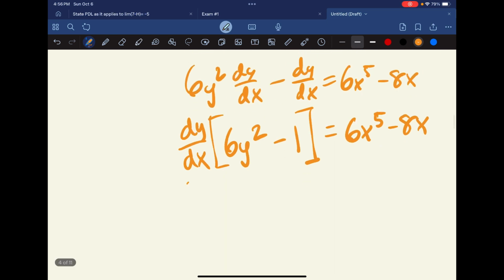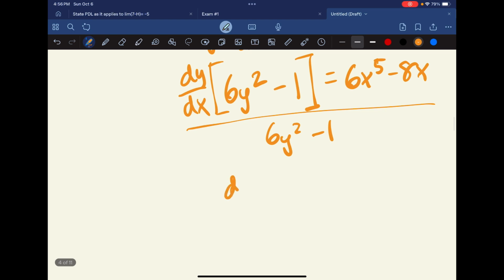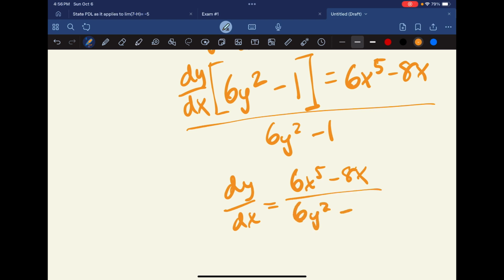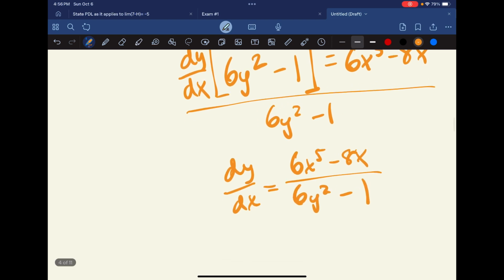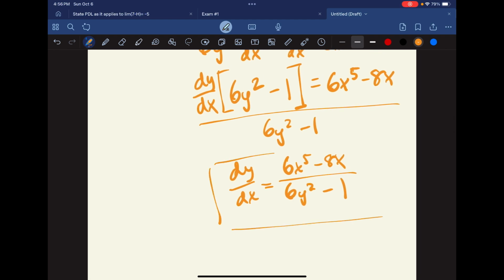So then now we can divide both sides by 6y squared minus 1. And now we are just left with dy dx equals 6x to the 5th minus 8x, all divided by 6y squared minus 1. So group your terms, get all your dy dx terms on one side of the equal sign, get all of your non-dy dx terms to the other side of the equal sign, factor out that dy dx, and then divide by everything else.